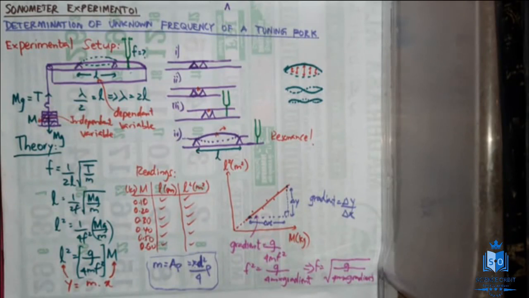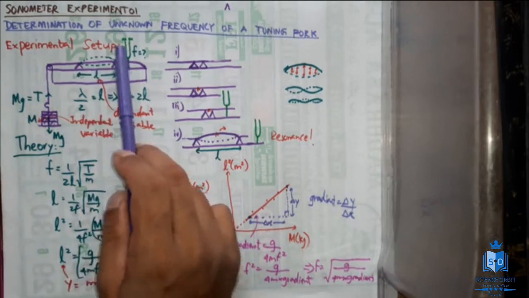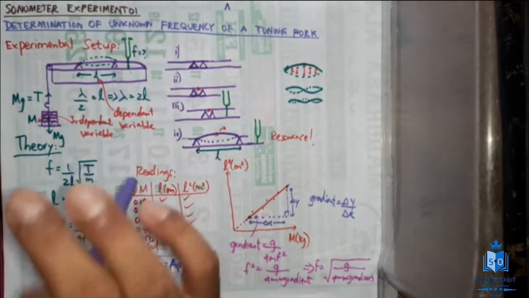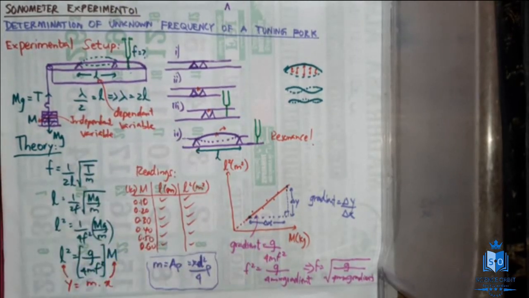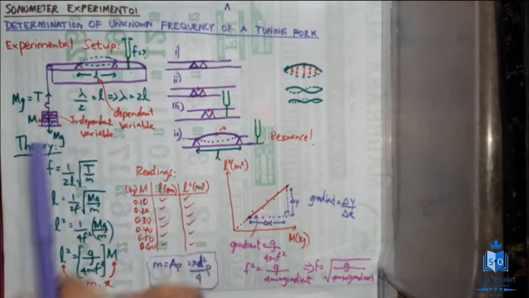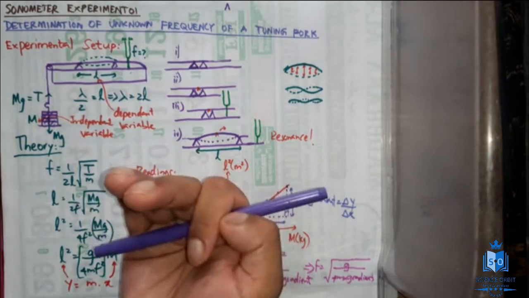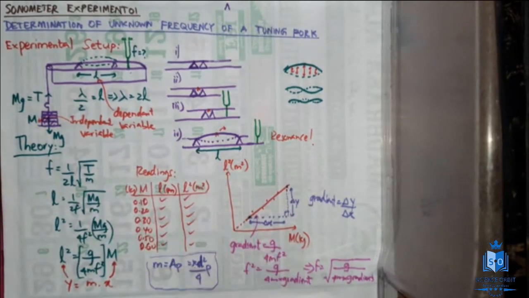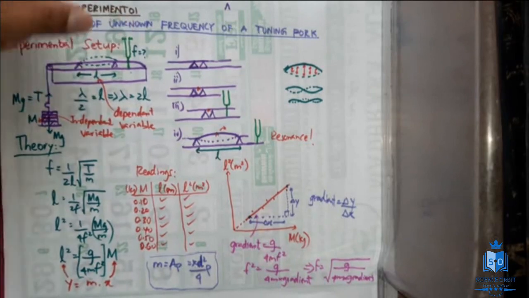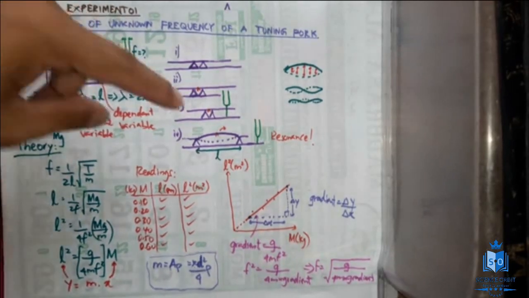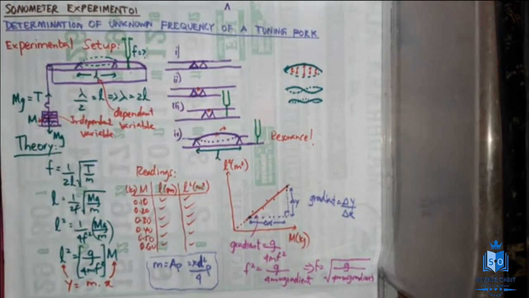So, you have to be ready. And one more thing, you have to place the tuning fork on the sonometer box, not on the string, not anywhere else, on the sonometer box, because when you place it on the sonometer box, the energy transfer will be maximum. If you place it somewhere else, the energy transfer will not be maximum. If the energy transfer is not maximum, it is difficult to identify the resonating state. So, that is another point you have to know.